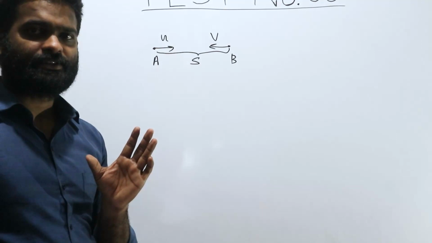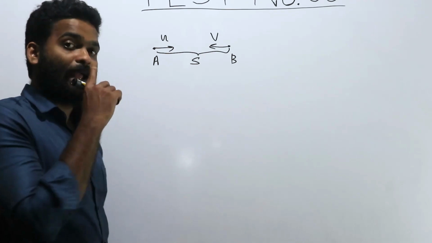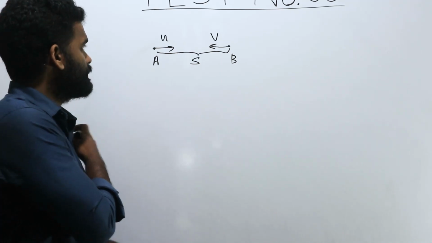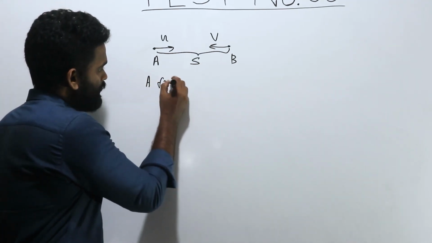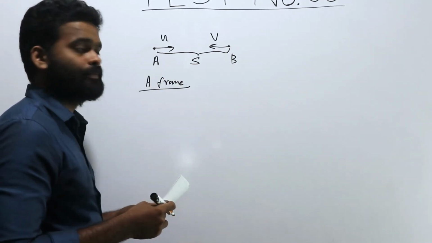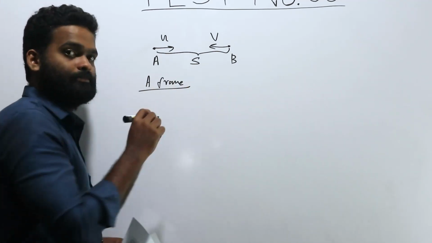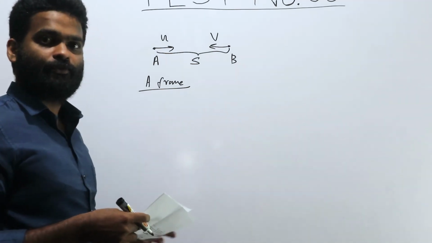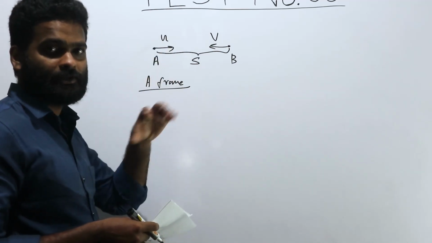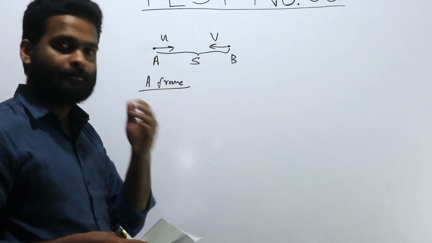Relative motion also is easy, right? So if we need to apply relative motion, I'll just solve this in relative motion. I'm going to solve this question in the frame of one of the objects. Let's say I'm applying this in A's frame. If it's the frame of A, all the things should be relative to A.